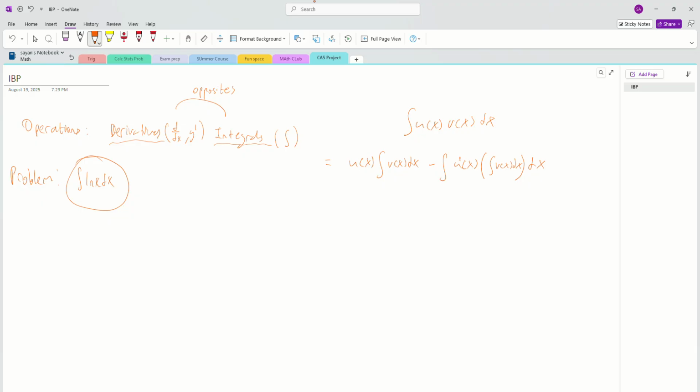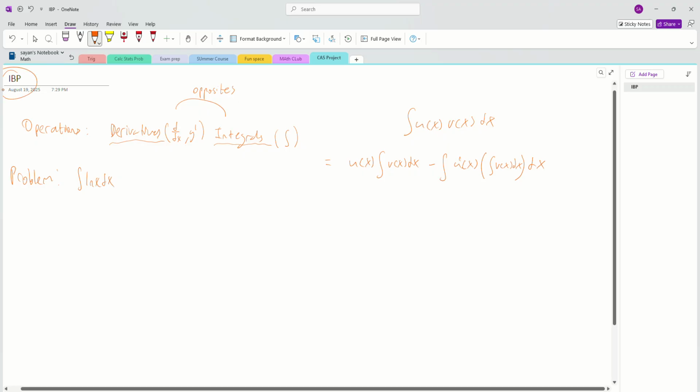So you may have noticed I deliberately left that out of the other video with the special functions because we didn't quite have the tools to tackle that yet. But now that we know product rule, chain rule, quotient rule, you can differentiate anything. You can't integrate anything though. Now we have integration by parts.